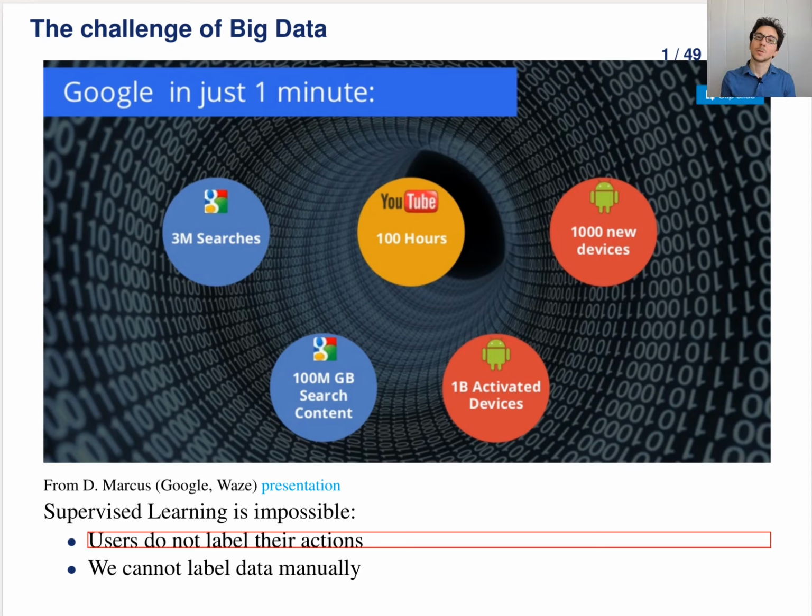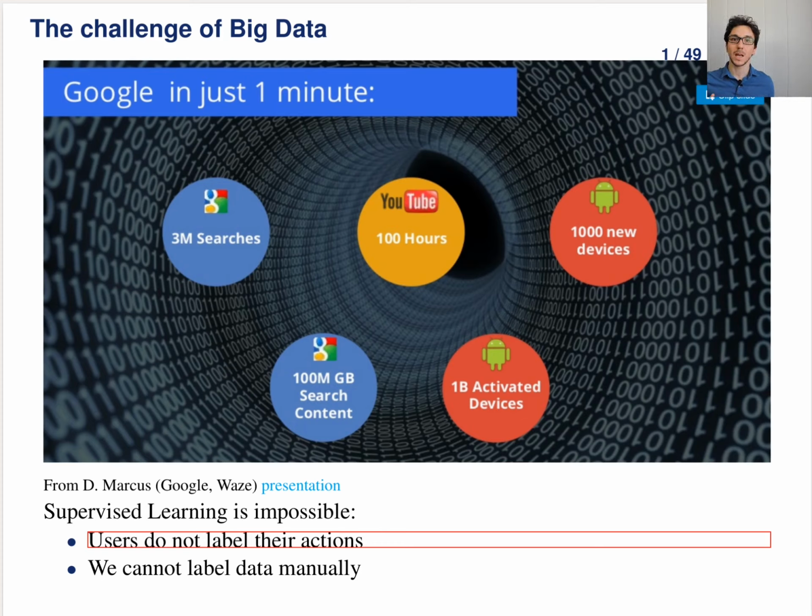For instance, these are the numbers of Google in just 1 minute. So there are 3 million searches, 100 hours of videos that are uploaded or watched. I don't remember exactly. There is 1 million gigabytes of content searched, and a lot of users, a lot of devices. And all these data are not labeled. So asking the users to label each activity is impossible, of course. So applying supervised learning is sometimes prohibitive in real networks. So we need to find something else.